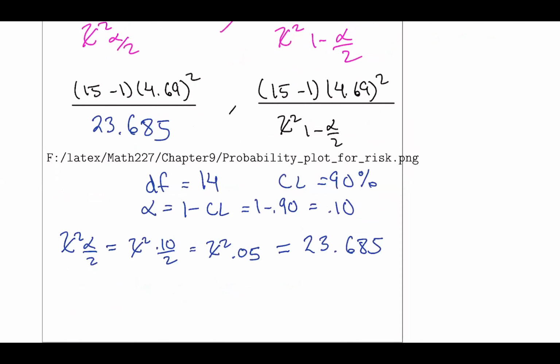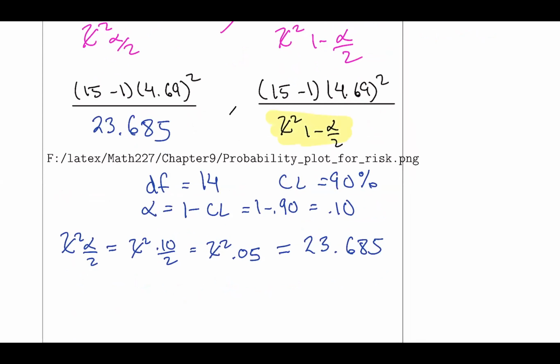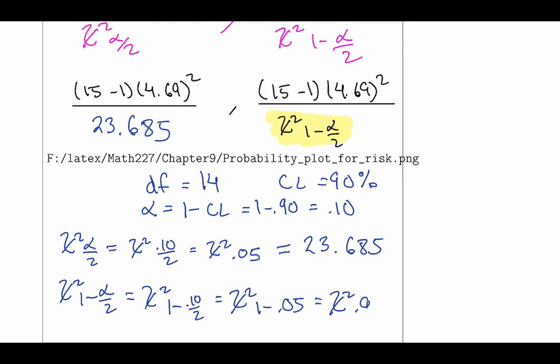Okay, so now we're gonna do the next one. So you say chi square of 1 minus alpha divided by 2 is equal to chi square of 1 minus 0.10 divided by 2. Oops, I forgot the chi square. If you do 0.10 divided by 2, you get chi square of 1 minus 0.05. If you do 1 minus 0.05, you get chi square of 0.95.